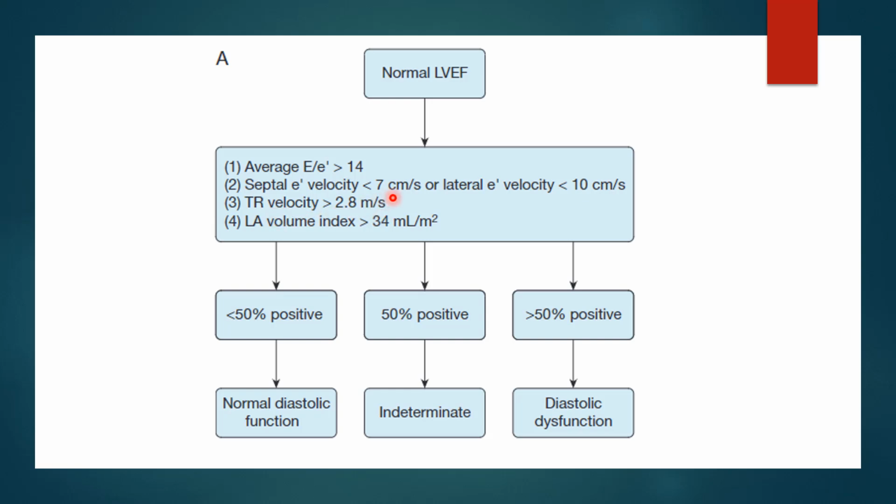So TR velocity greater than 2.8 meters per second. And then again, this is probably the biggest case for chronicity: left atrial volume index. If it's greater than 34, you know this diastolic dysfunction has been going on for a long time. Now, if you have greater than 50% of these positive, then you have diastolic dysfunction. If you have 50% positive, you're indeterminate, then you can do more advanced studies to look for it. But this is kind of the ASE guidelines, and I'll show you more of a simplified approach.